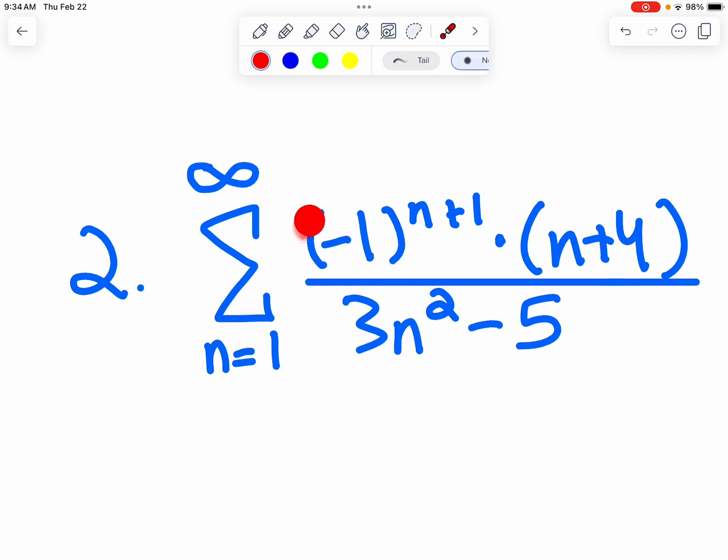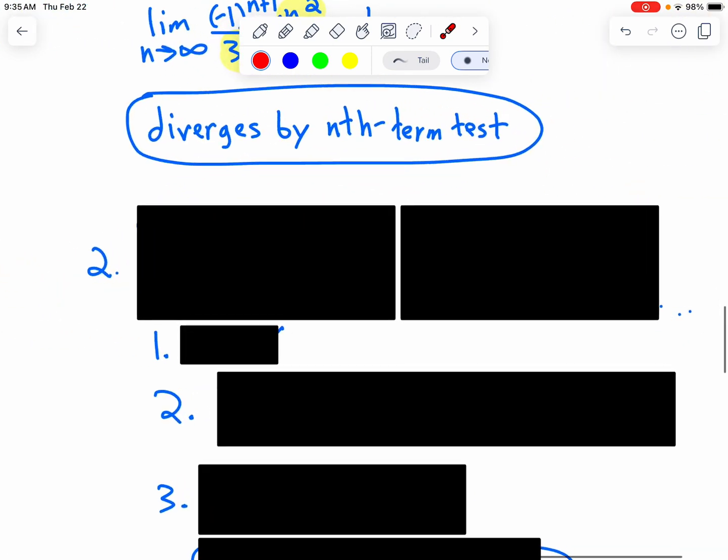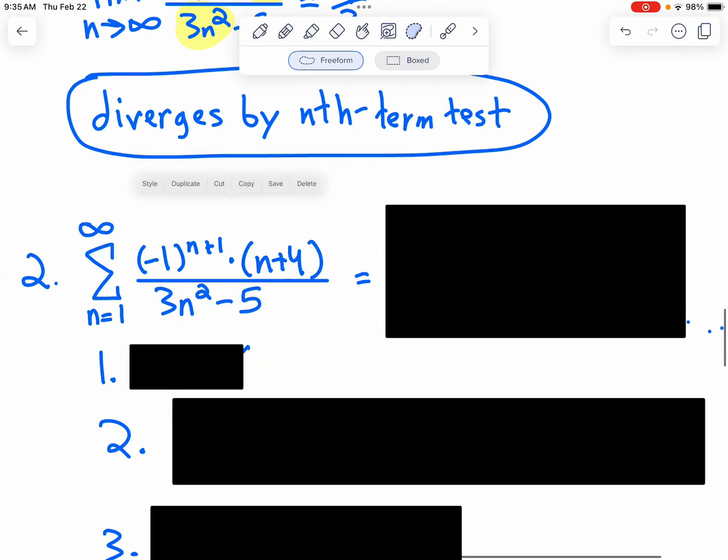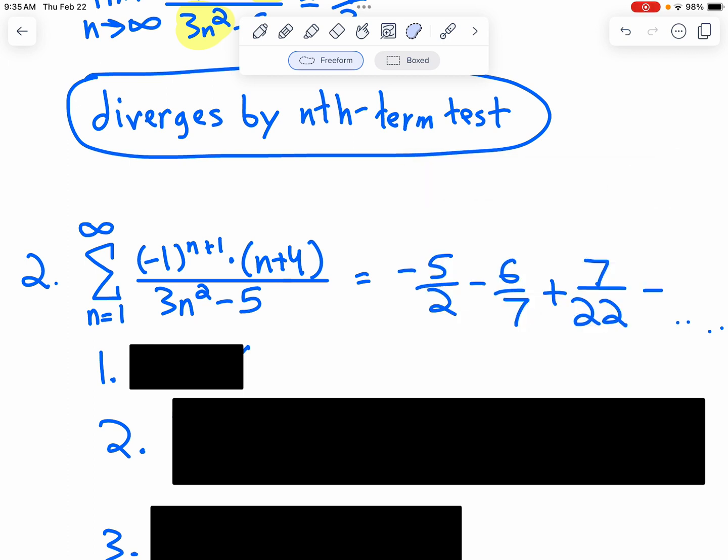Okay, so again, (-1)^(n+1), so I know this is going to alternate, times the quantity n plus 4 over 3n squared minus 5. And let's take a look at this series. So the first thing I did over here is I just copied and pasted the series itself again. And it's not a bad idea for when you think the nth term test will apply. You have to figure out when the terms start decreasing. So it's not a bad idea to write out a few of the first terms, which is what I did here.